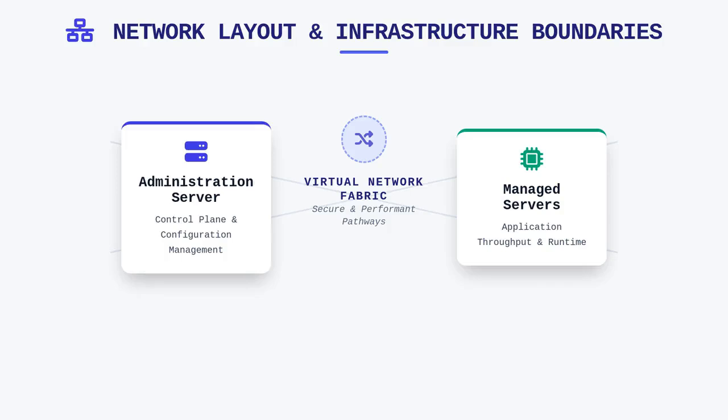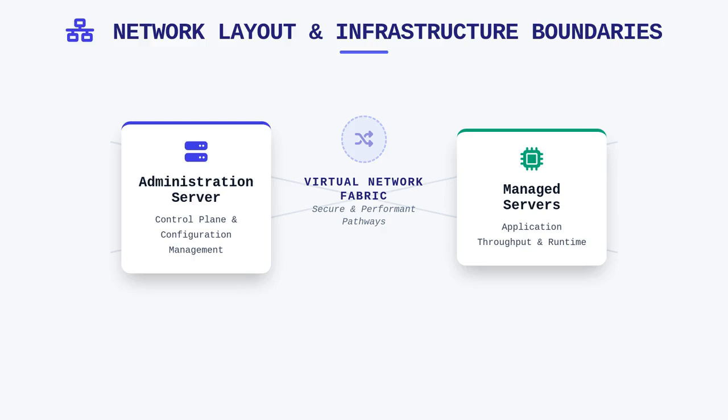Finally, we look at the network layout and the boundaries imposed on the infrastructure runtime. When designing these systems, you must ensure that the communication pathways between the administration server and its managed servers are secure and performant. This involves configuring network channels that define specific ports and protocols for different types of traffic, such as administrative operations versus application throughput.